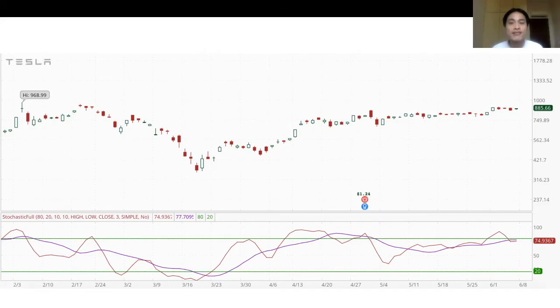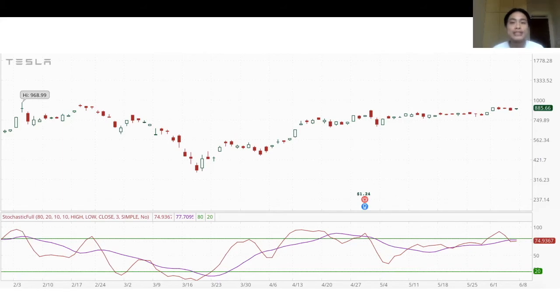Okay, so this is the first example. The first example that we'll be taking a look at is the Tesla stock. So this is the price chart and below is the stochastic oscillator. If you see here, there's the 80 line and the 20 line, which we have mentioned earlier on. So when the stochastic oscillator goes above the 80 line, we say that prices are overbought.